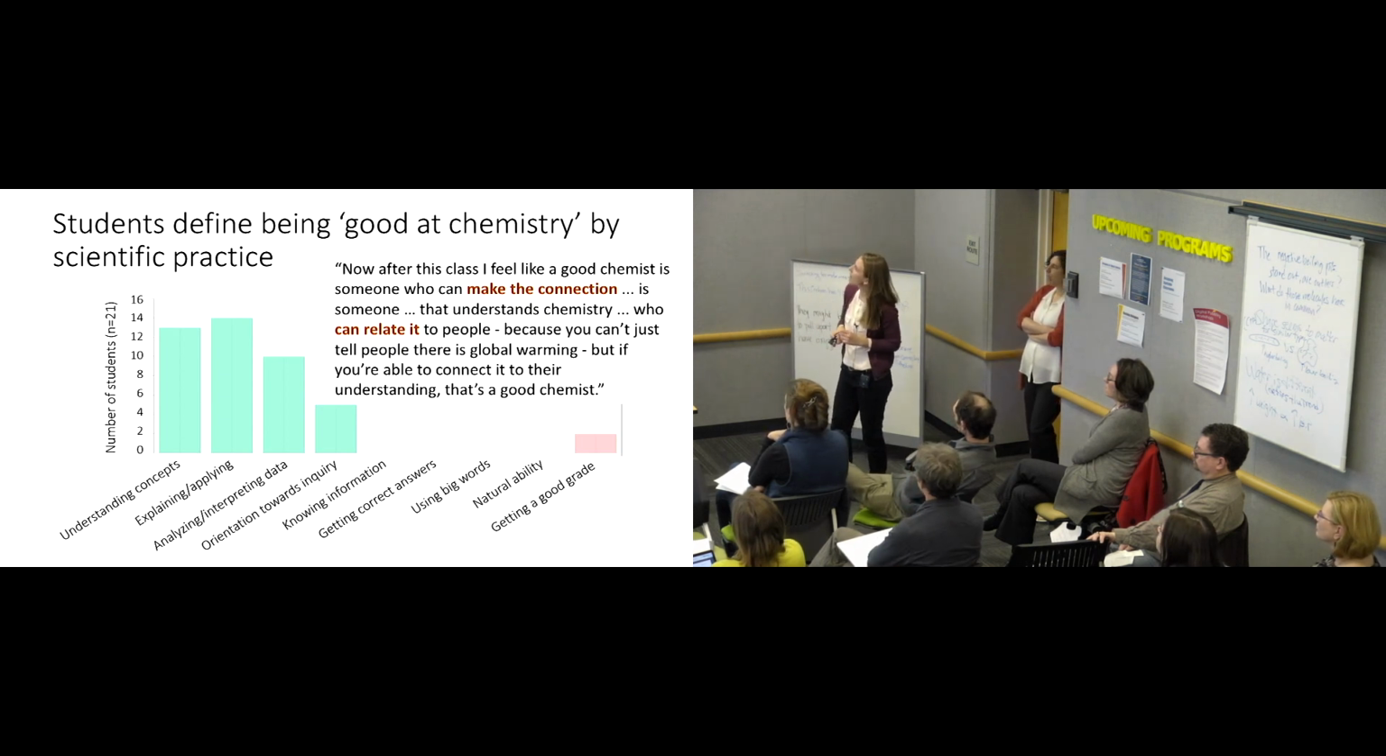So Kalani says, now after this class, I feel like a good chemist is someone who can make the connections, someone who understands chemistry, who can relate it to people, because you can't just tell someone there's global warming, but if you're able to connect it to their understanding, then that's a good chemist. So really making it feel relatable.